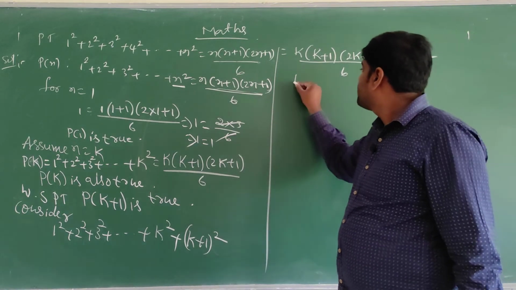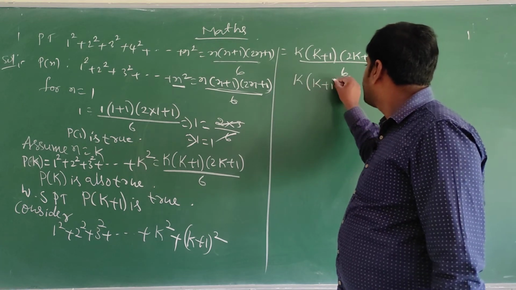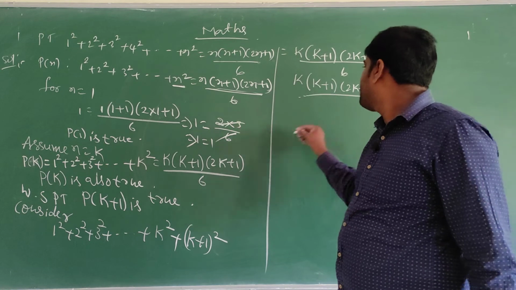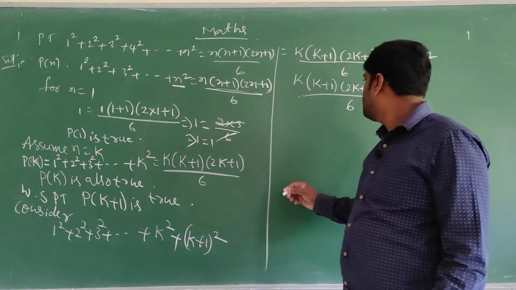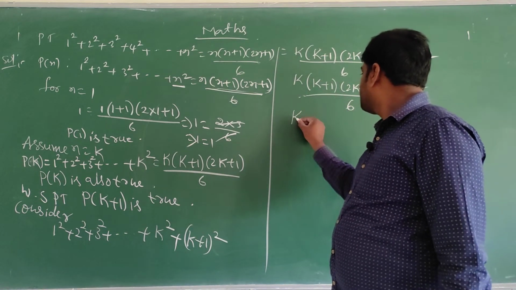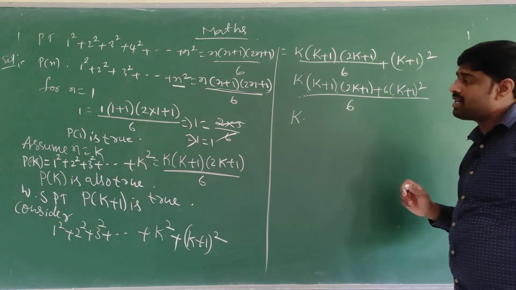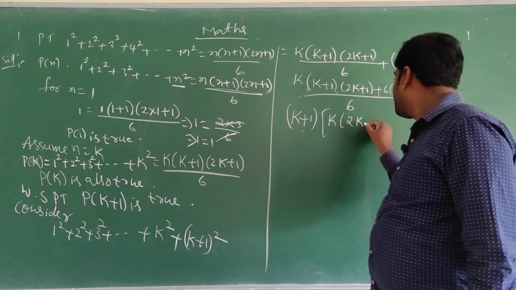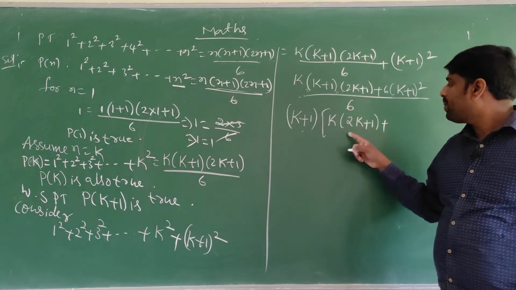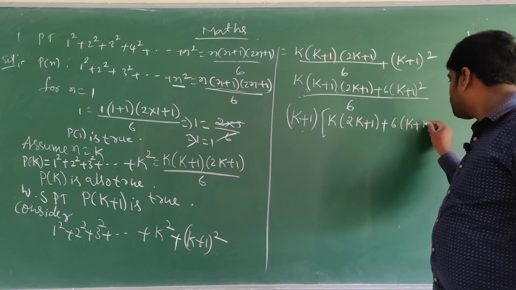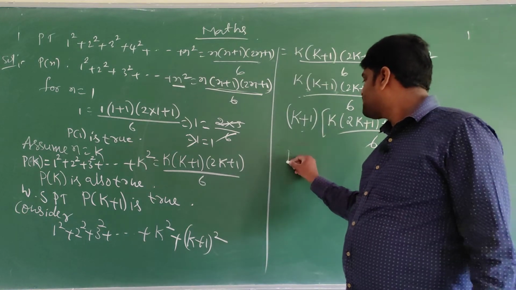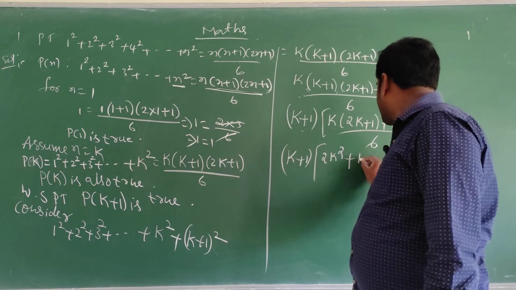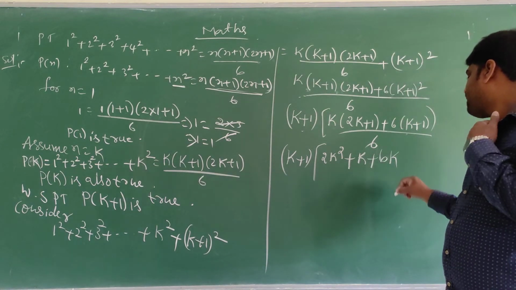Now I have to simplify: k into k plus 1 into 2k plus 1 plus 6 into k plus 1 whole square, divided by 6. Here k plus 1 is there, here also k plus 1 is there, so k plus 1 is common. The remaining is k into 2k plus 1 plus 6 into k plus 1, divided by 6. That is k plus 1 into k into 2k is 2k square, plus k into 1 is k, plus 6 into k is 6k.